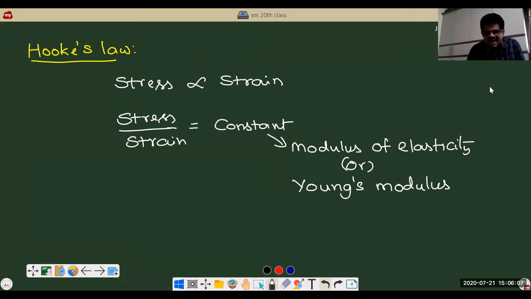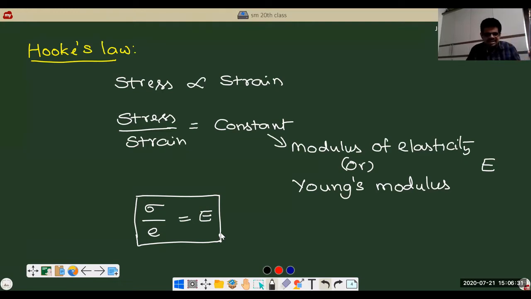So this is called Young's modulus and it is represented by the letter E. So here we can write it as stress by strain. I will write the stress as sigma, and strain is represented by small e. So sigma by e is equal to E. Okay. So this is also an important relation.